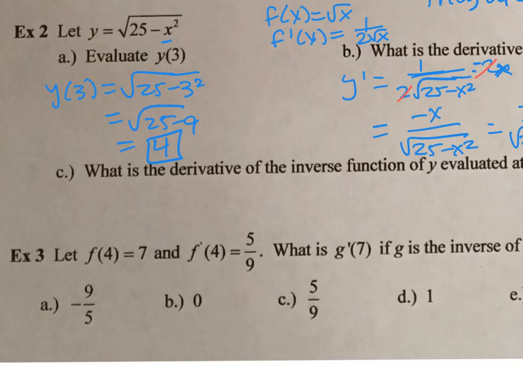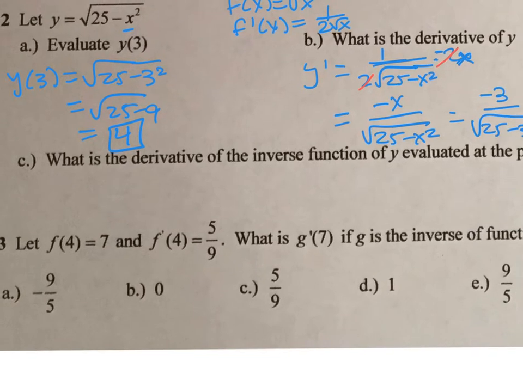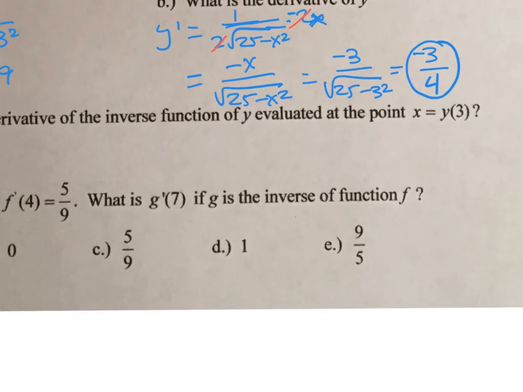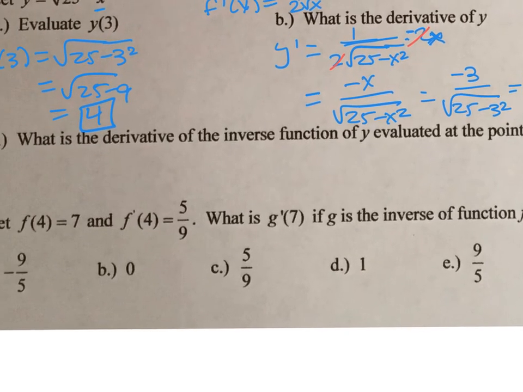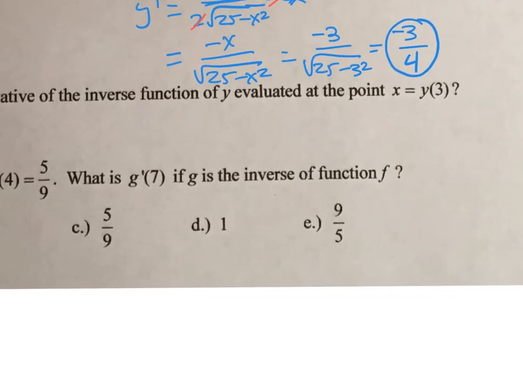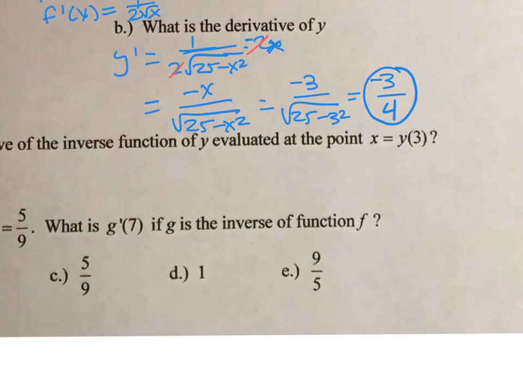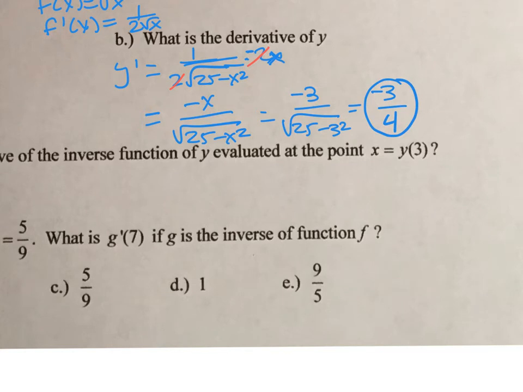Okay, so now let's keep that in mind as we go to answer part C, where we're asked, what is the derivative of the inverse function of y evaluated at the point x equals y of 3? Well, remember what y of 3 was. y of 3 is equal to 4. So in other words, what's the derivative of this inverse function when x is equal to 3? Excuse me, not x equals 3. It's x equals 4. Let me fix that. So x is equal to 4.